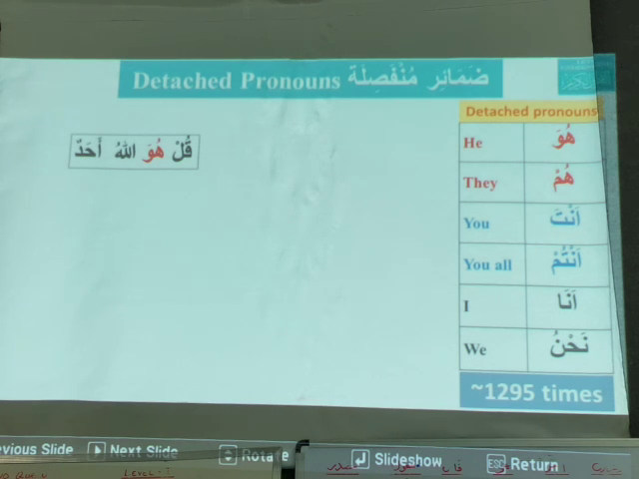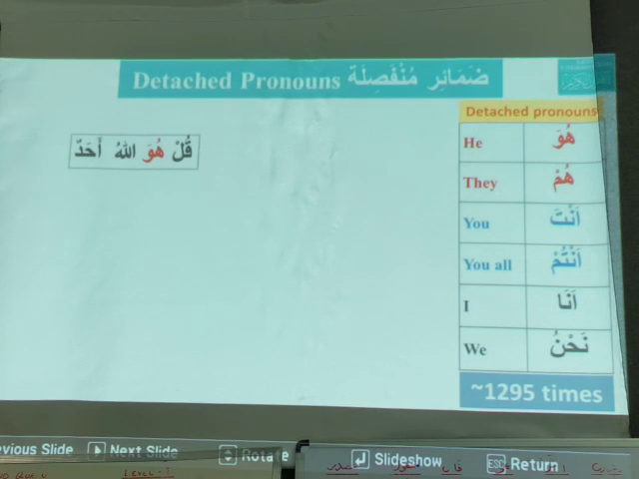There are two types of pronouns. One is called detached pronoun, the other is attached pronoun. We would inshallah focus today on detached pronouns. Detached pronouns are those pronouns that come alone. They are detached. They do not attach themselves with an ism or noun. So these are detached pronouns.